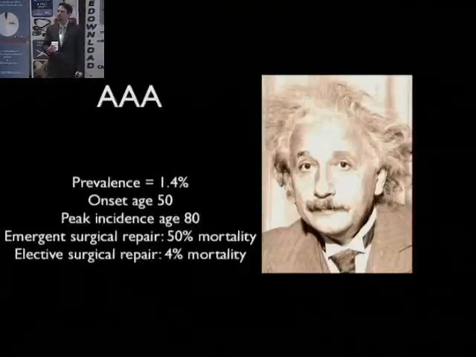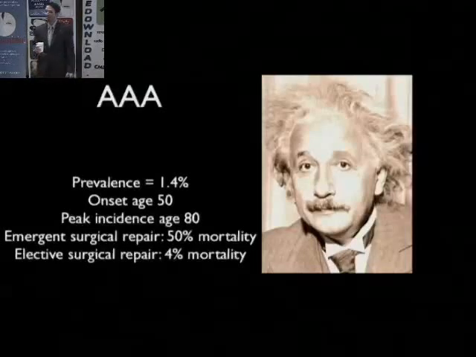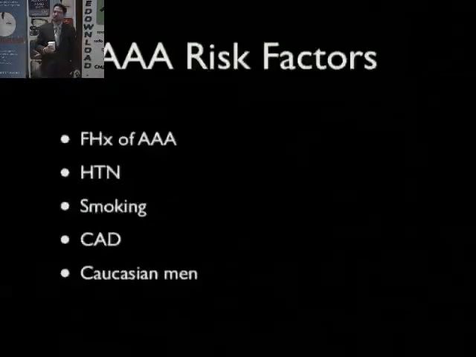Typically, the onset age is 50. Peak incidence occurs at age 80. The peak incidence would probably continue to advance, but folks greater than 80 tend to die of other causes or of their AAA, so that kind of dies off a bit. These are the risk factors or associations of AAA. So family history of AAA, very important to ask about. Hypertension is almost universal. History of smoking, history of coronary artery disease, more prevalent in Caucasians.